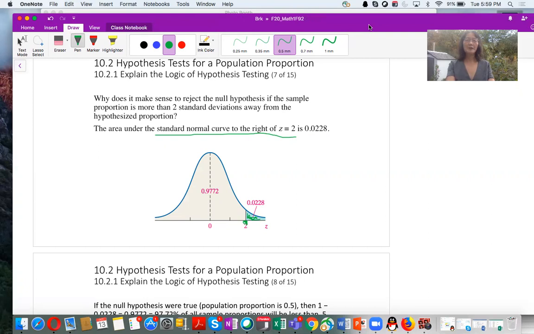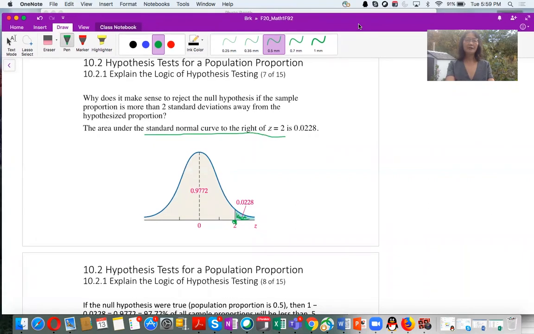Maybe you can use the normal distribution table. Given the Z value, what is this area? The result is 0.0228. So this is smaller than 0.05. That's why it makes sense to reject the null hypothesis if the sample proportion is more than 2.